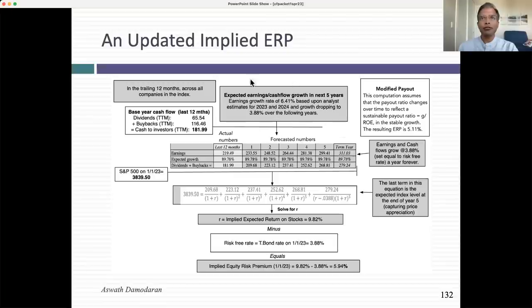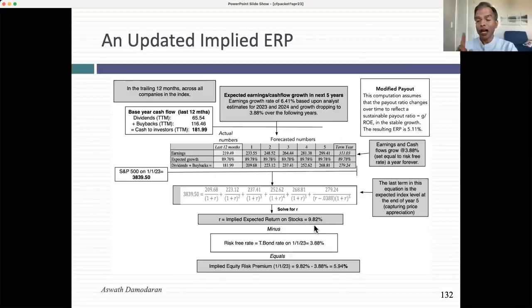As in November of 2013, I estimated a growth rate by looking at what analysts were projecting. I got cash flows. And I'm doing exactly the same thing. I'm solving for that discount rate that makes the present value of the cash flows equal to the level of the index. The T-bond rate had risen to 3.88%, so that becomes your growth rate forever. What I get as an IRR is 9.82%.